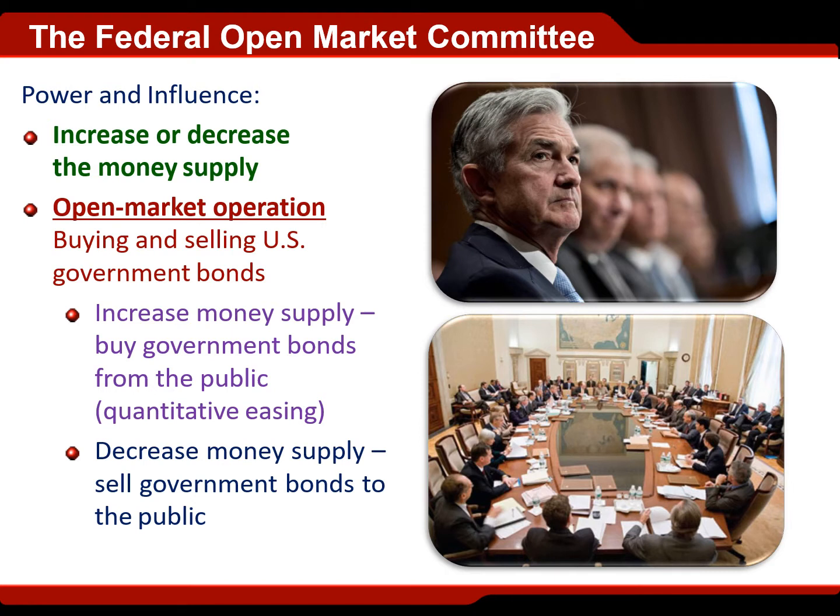So if you want to sound really smart, you can talk to your friends about quantitative easing and you'll actually know what that means. Now, the Fed can also decrease the money supply by selling government bonds to the public, to banks, to pretty much anybody who will buy them.